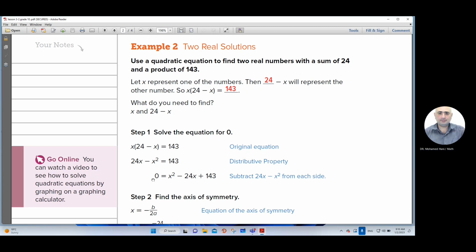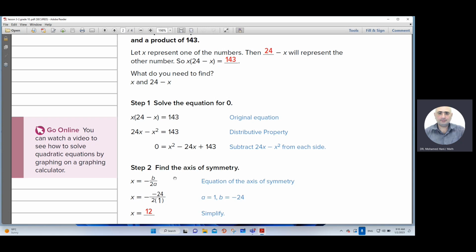The second step, we want to find the axis of symmetry. How to find the axis of symmetry? We have a rule here. What is the rule? x equals negative b over 2a. Where is b? b is always in the middle, the coefficient of the middle term, negative 24. So the value of b will be negative 24.